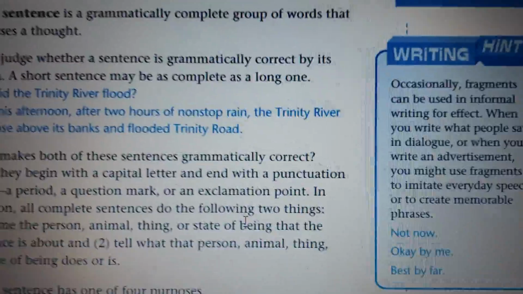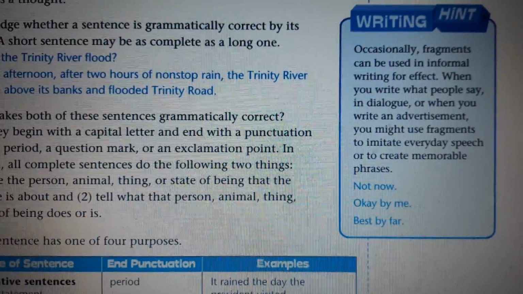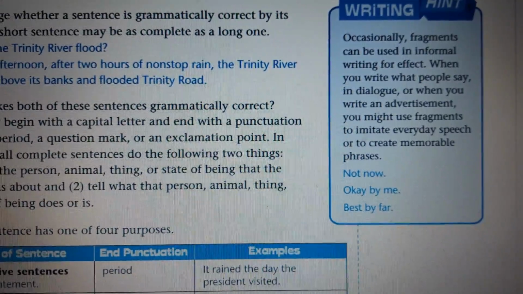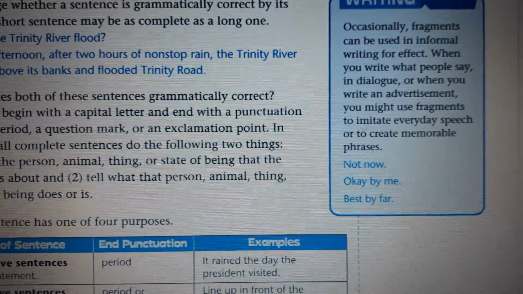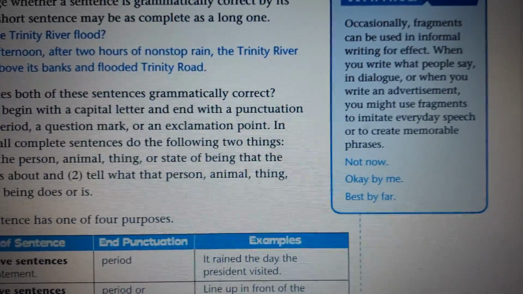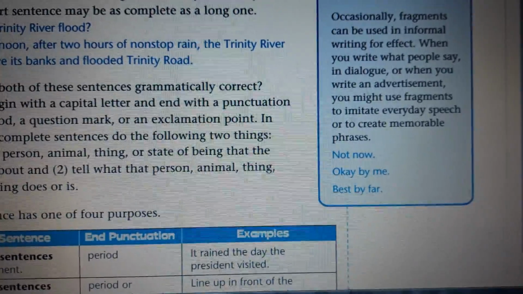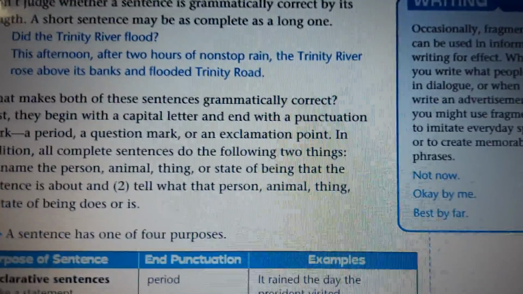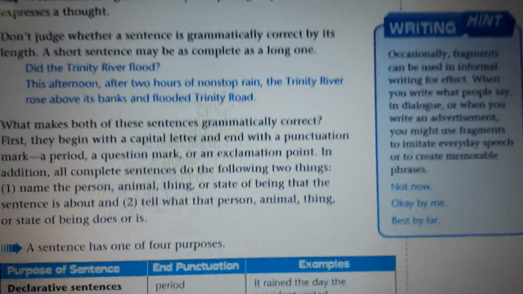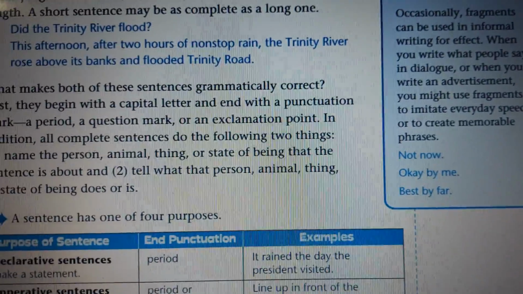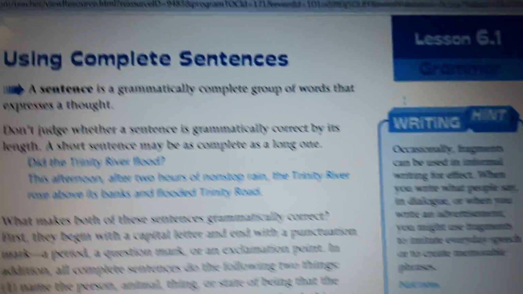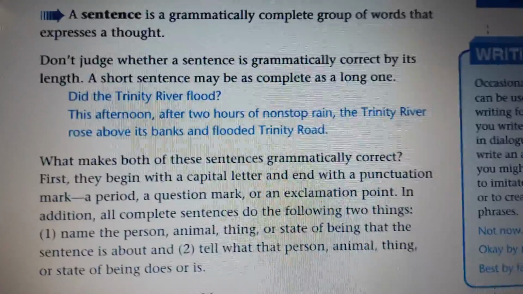And here I just want to show you, I'm sorry, at the end, we have writing hints. Occasionally fragments can be used in informal writing for effect. When you write what people say in a dialogue, or when you write an advertisement, you might use fragments. So you can't avoid it 100%, but if you want to write an advertisement or a dialogue, this is acceptable. But if you write it in your essay, especially an academic essay, this is completely wrong. So that's what I wanted to show.